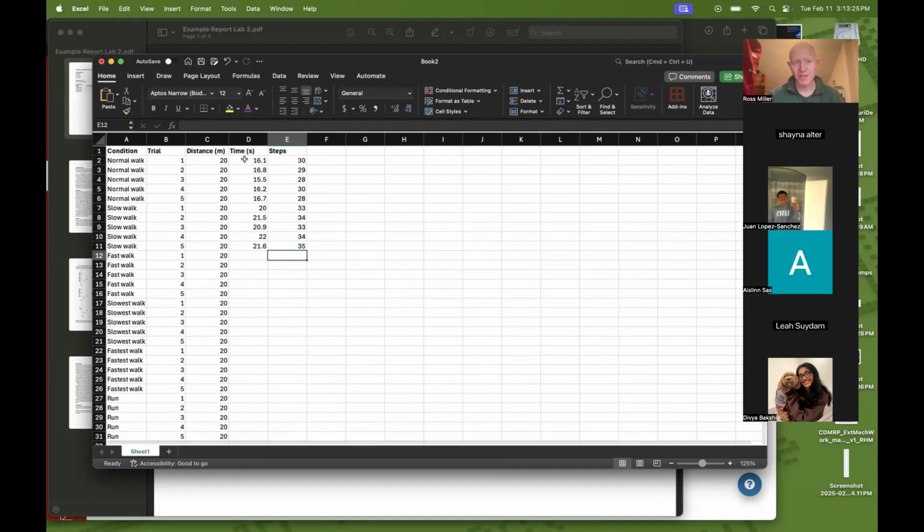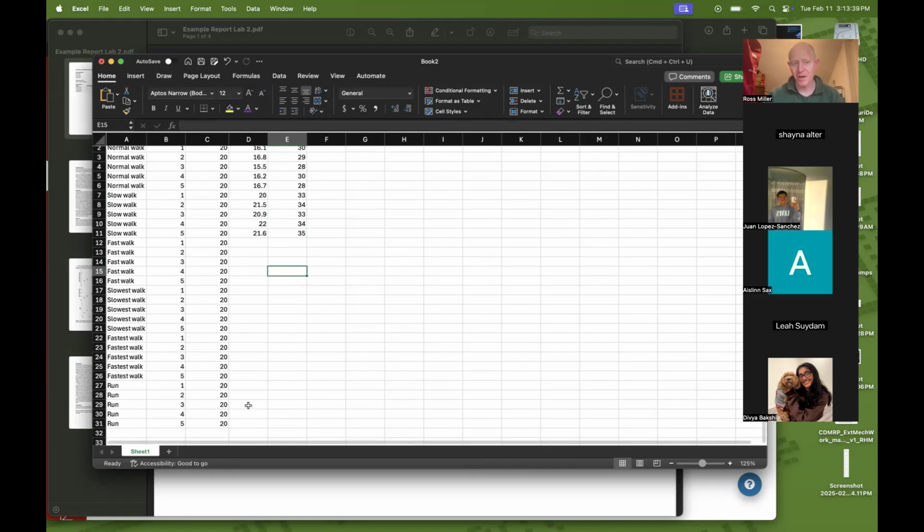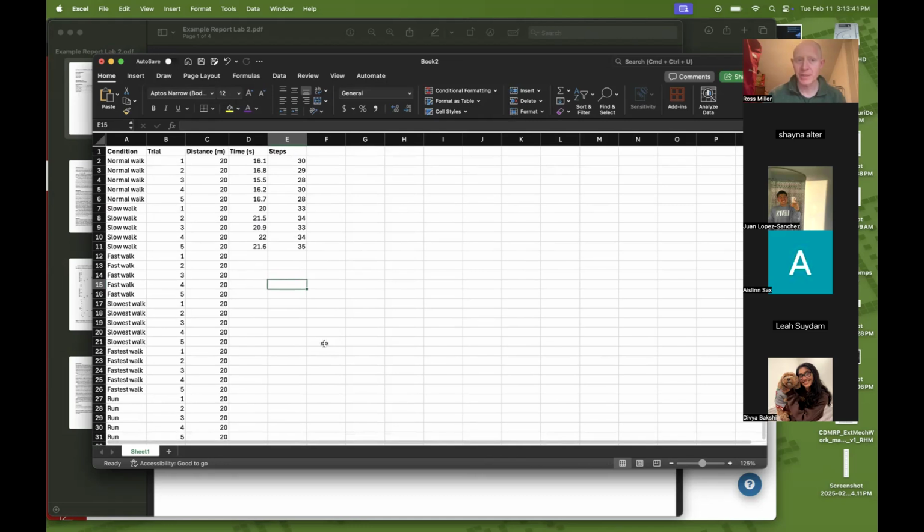So I filled in numbers there for the distance for all of them, the time for the normal walk trials, the time for the slow walk trials, and then the steps for the normal walk trials and the steps for the slow walk trials. But you'll hopefully have values there for all these other four conditions too.